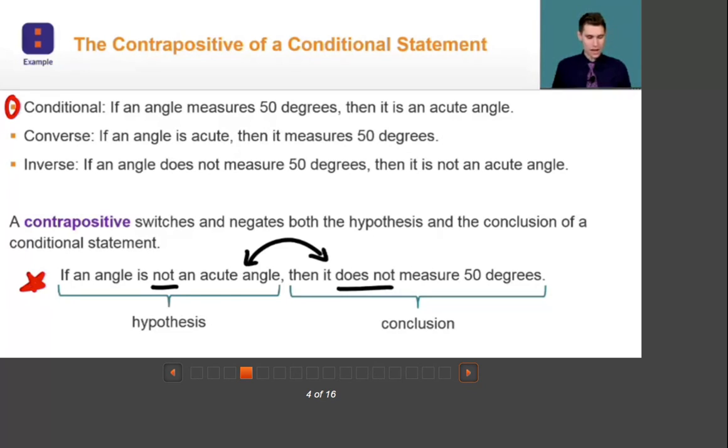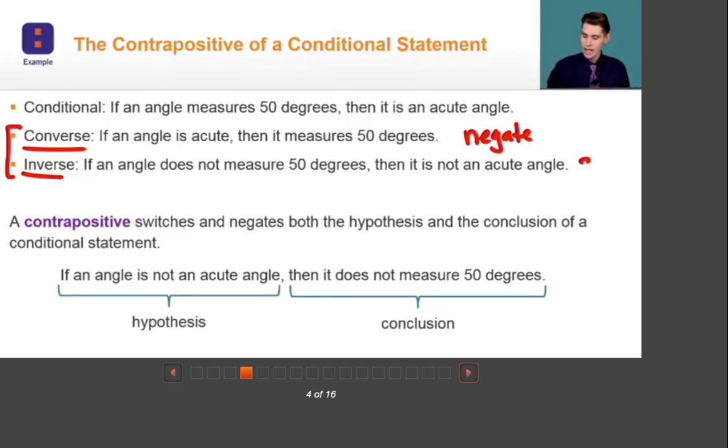Now, we can think about this also as a combination of both the converse and inverse. You could begin with the converse statement and then negate both parts. Or you could begin with the inverse statement and then just switch both parts to come up with your contrapositive statement. Let's also think about whether or not this contrapositive is true. If an angle is not an acute angle, so if it's an angle that's 90 degrees or higher, then it does not measure 50 degrees. Well, any angle that's 90 degrees or higher does not measure 50 degrees, so this is a true statement. Now you're going to identify a contrapositive statement.